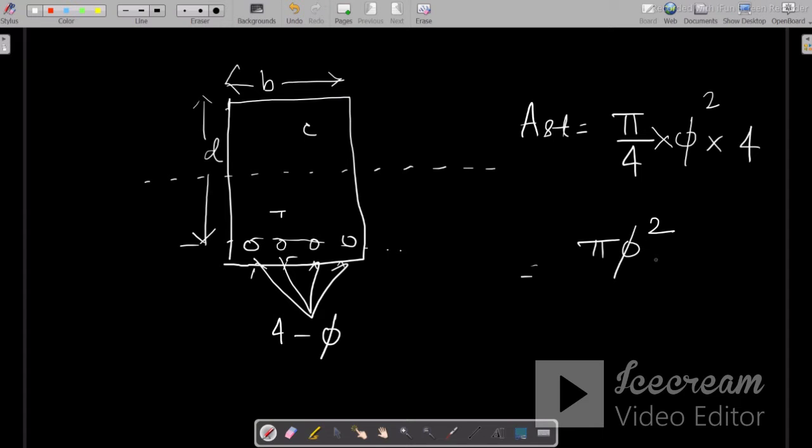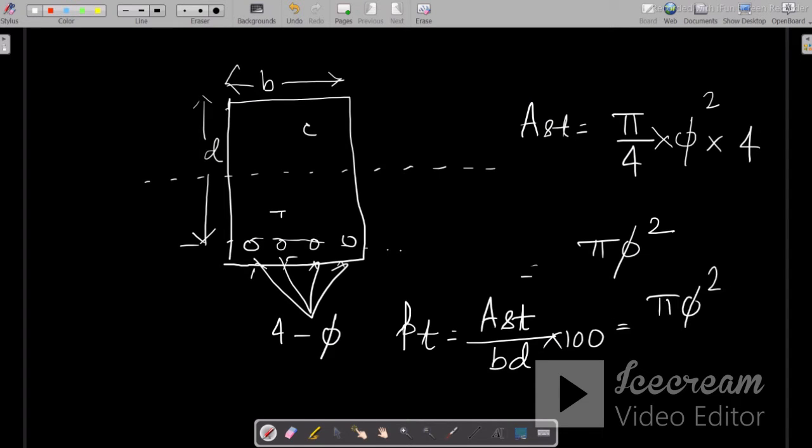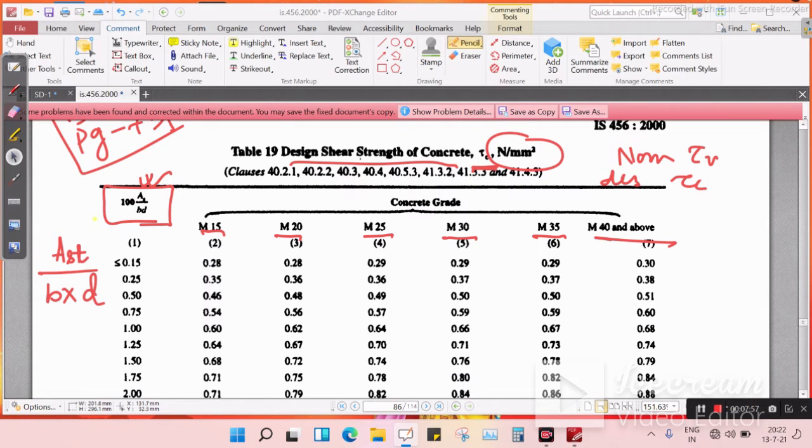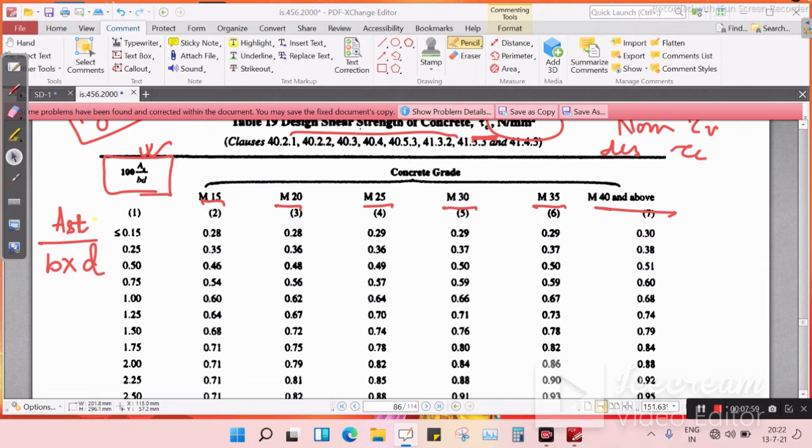Now the percentage of steel is written as pt, that is equal to Ast divided by bd into 100. So pi phi square divided by width of the beam into effective depth into 100. In this way we find out the percentage of steel. So we will get these values. Suppose our value came 0.8, but there is nothing like 0.8 here.